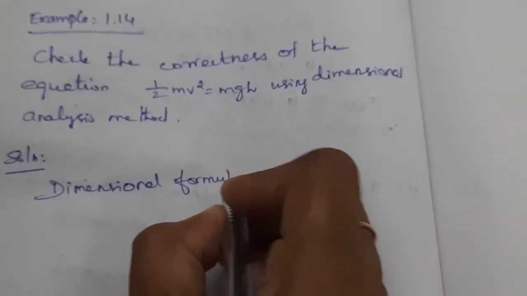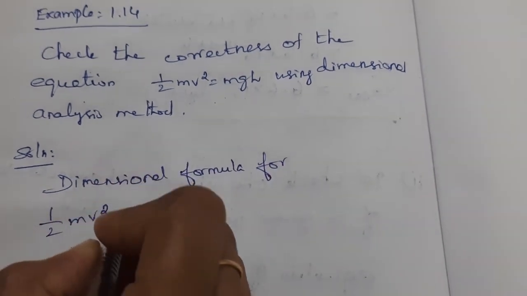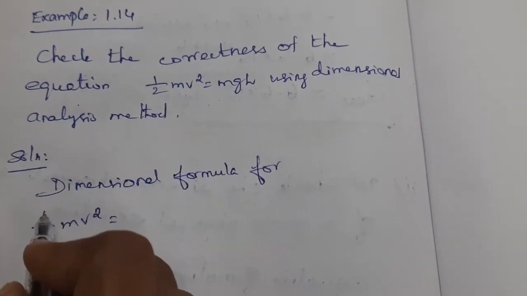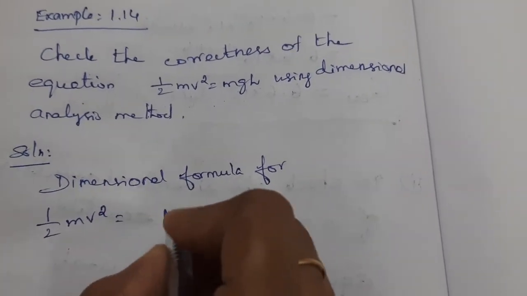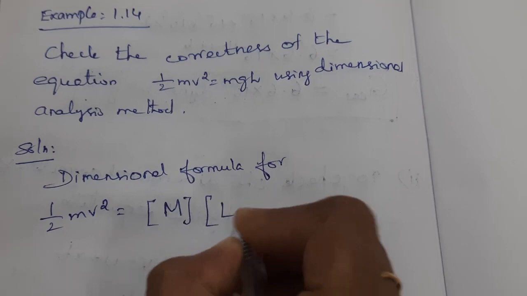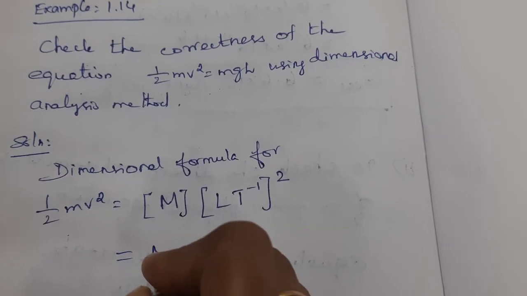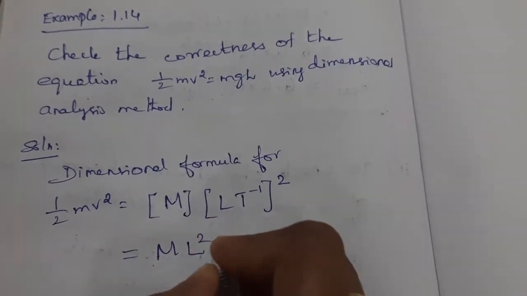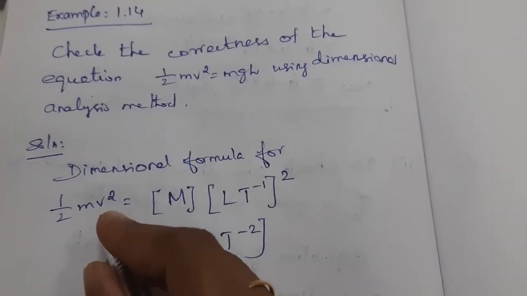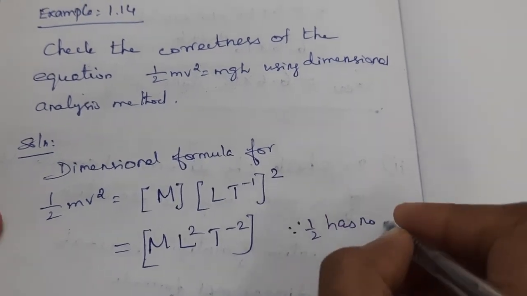Dimensional formula for half mv square. Half has no dimension. Then m, for m it is mass. v square, velocity, so LT raised to minus 1 the whole square. So it can be written as M L square T raised to minus 2. This is the dimensional formula for half mv square, since half has no dimension.